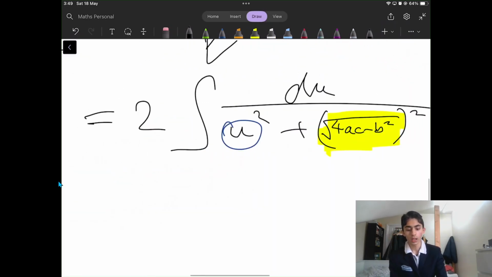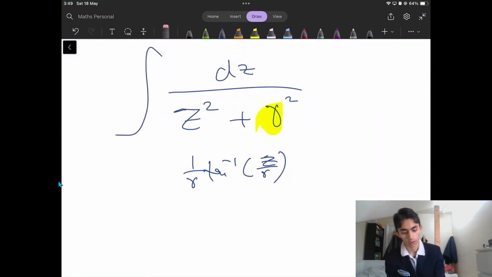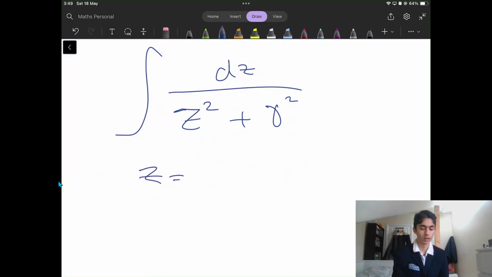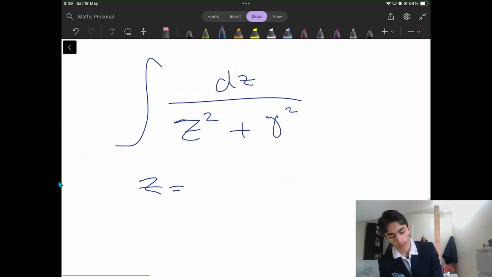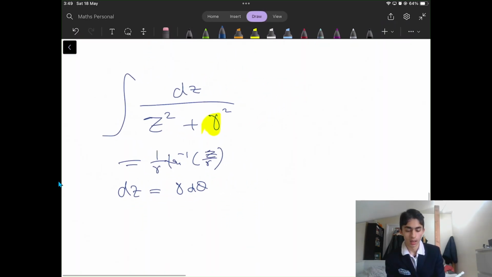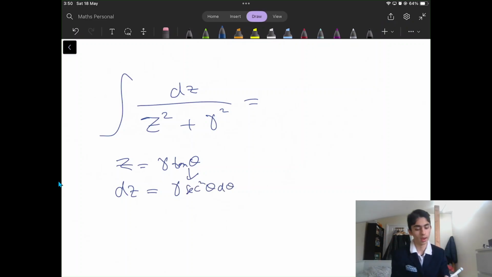If you're unsure about the legitimacy of this formula, I'm going to actually show you. You could take a substitution. Let z equal, I don't know, gamma tan of theta, right? So if you differentiate both sides, you get dz equals, wait a minute, not gamma, gamma times the derivative of tan, which is secant squared d theta. Okay, I forgot that.